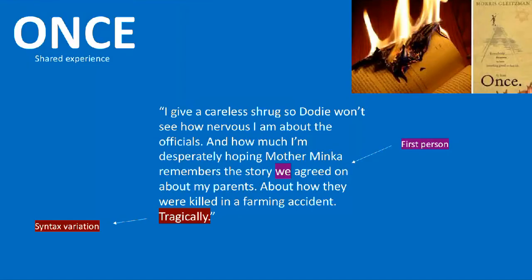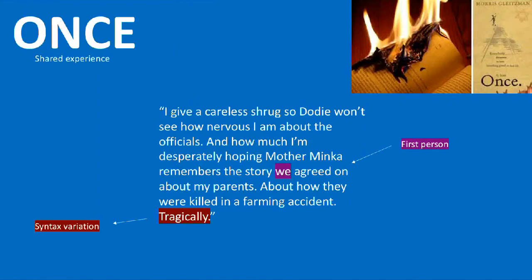Authors tend to deepen their investigation on human qualities and emotions for a heightened understanding of shared human experiences. In Morris Glitzman's award-winning novel Once, the suppression of freedom brings about feelings of fear and despair which contribute to the build-up of human experiences portrayed through the atrocious mannerisms of the German Nazis. Glitzman utilizes the quote, "I give a careless shrug so Dodie won't see how nervous I am about the officials and how much I'm desperately hoping Mother Minka remembers the story we agreed on about my parents, about how they were killed in a farming accident, tragically."